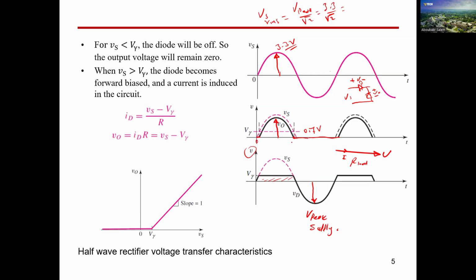Why I'm giving you this example? Because if you are working in a power circuit, we neglect the 0.7 or turn on volt compared to the peak value of the AC volt. But for small voltage values, as you can see here, 3.3 volt compared to 0.7, this is a big value compared to the 3.3 volt.